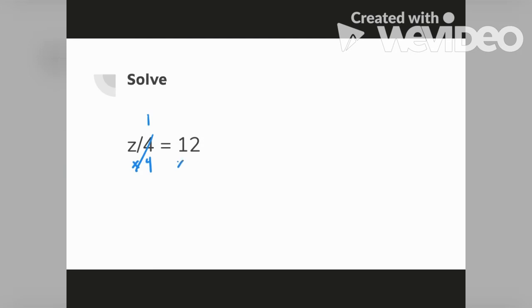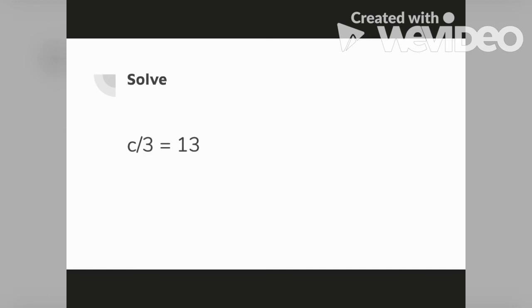What we do to one side, we do to the other. So we're timesing by 4. And our solution is z equals 48. Well, let's check it. 48 divided by 4 is 12. And as you can see, the answer is yes, it is.